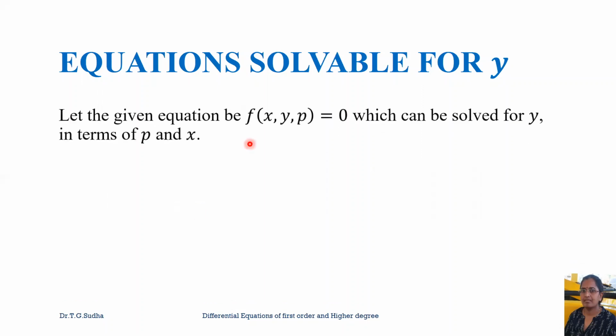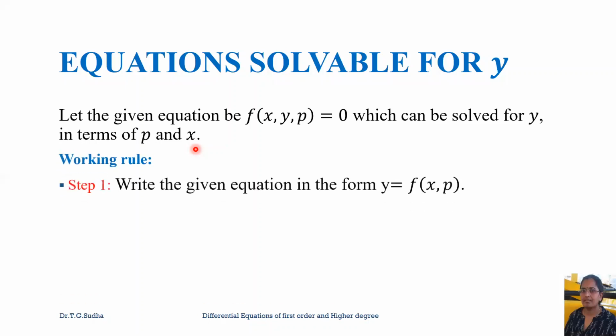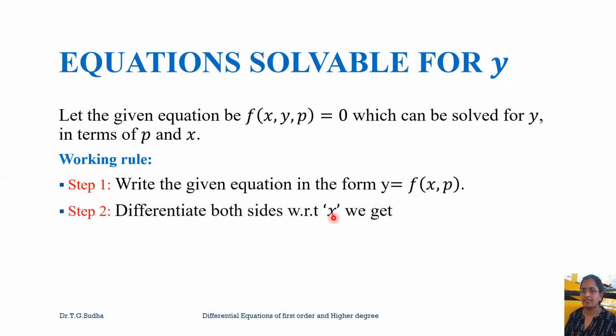Let the given equation be f of x comma y comma p equal to 0, which can be solved for y in terms of p and x. That is, the given equation can be written as y is equal to a function of p and x. So the working rule goes like this. In the first step, we write the equation in the form y is equal to a function f of x comma p. In the second step, we differentiate both sides, that is, the equation obtained in step 1 is differentiated with respect to x.